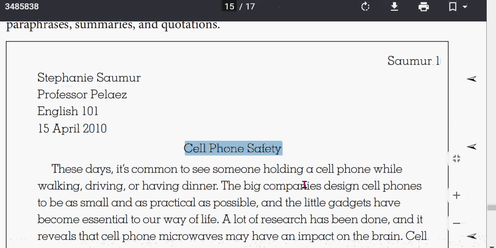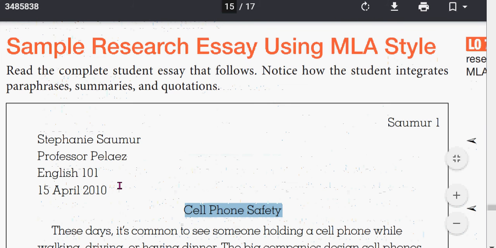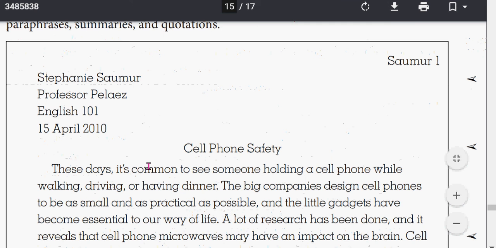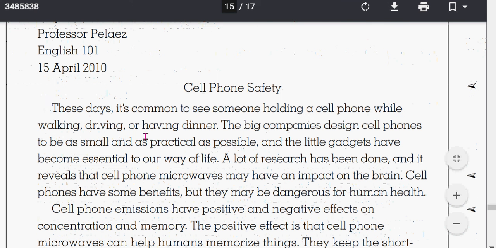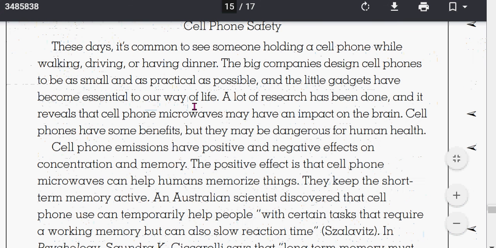Title. In MLA, you're only allowed to have one title. You're not allowed to have paragraph headings, subheadings. So be careful on that. This means you have to have very good topic sentences. So this topic sentence is giving me the information that I might get from a title.